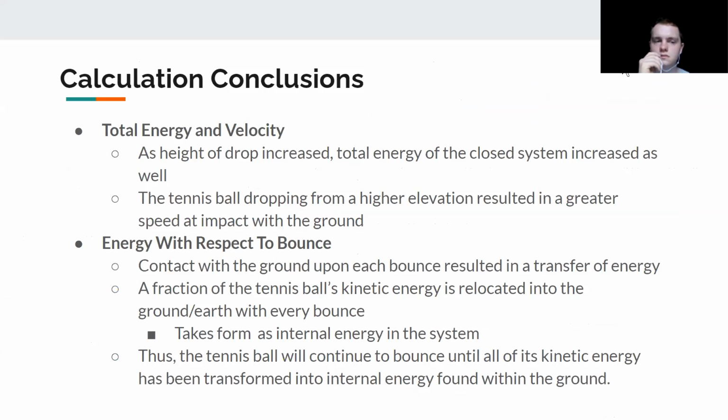A few calculation conclusions were total energy and velocity. As height of drop increased, the total energy of the closed system increased as well. The tennis ball dropping from a higher elevation resulted in a greater speed at impact with the ground.